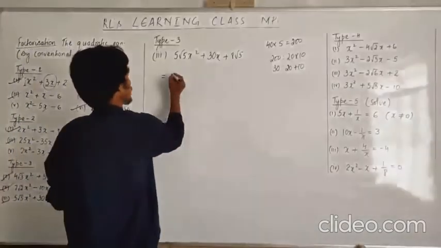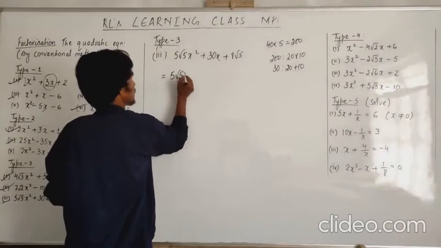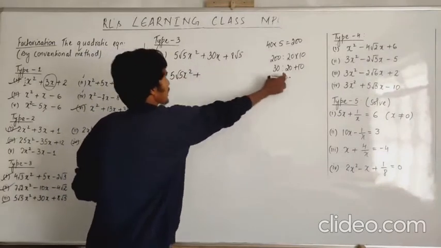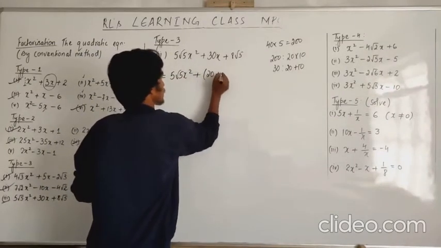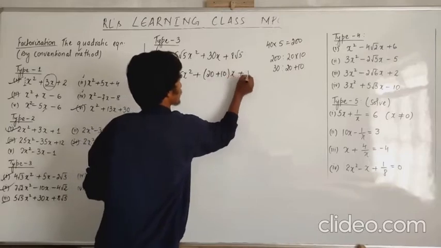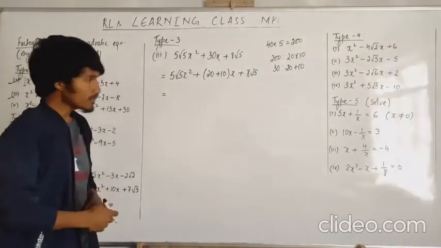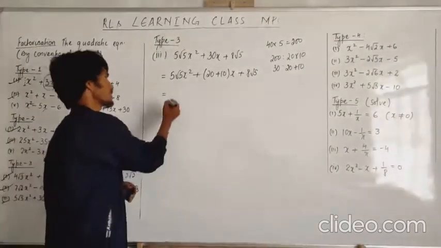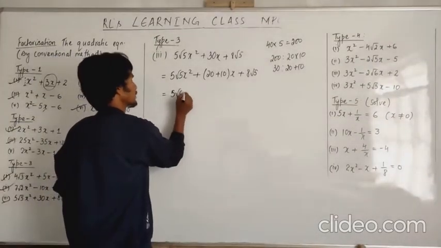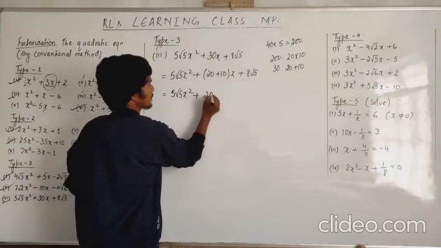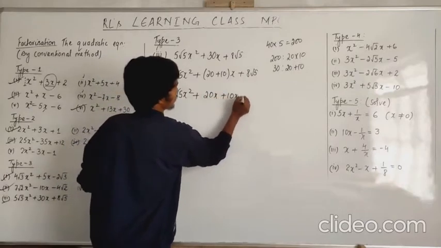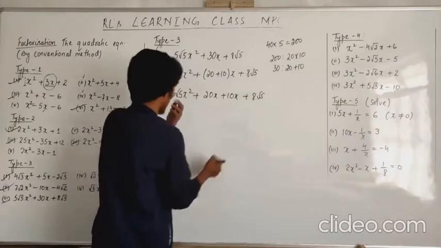Now we got it, then we put it here 5 and 5 as it is. Then this 30 we put here as 20 plus 10, then x plus 8 root 5. Then we'll do the same thing as we did in the last question. Then 20x plus 10x, then plus 8 root 5.